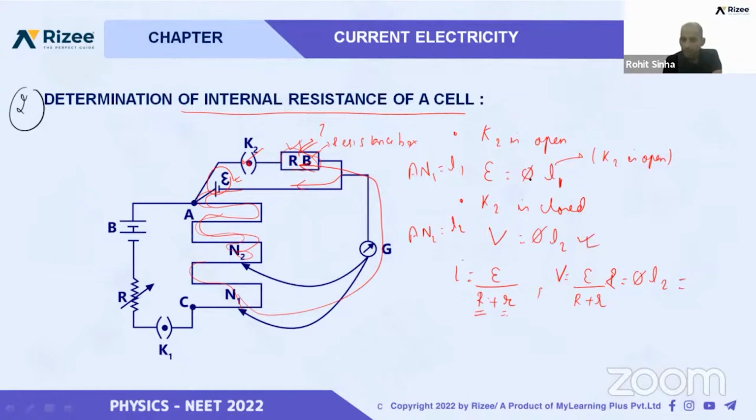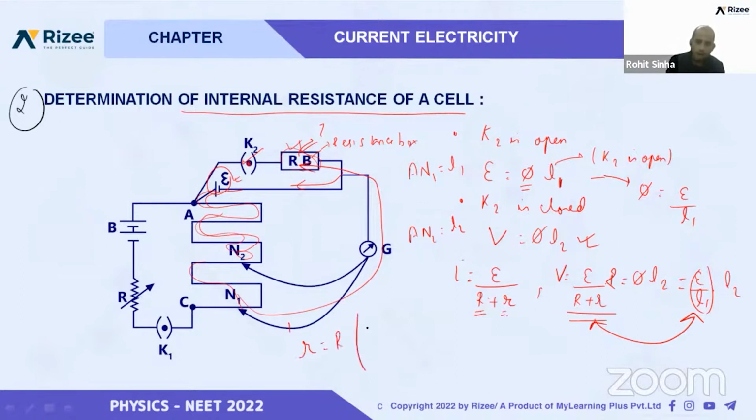What will be the value of phi? From here, phi is E by L1. Now use this equation and this equation and solve both of them. What you will get is r is equal to R into L1 by L2 minus 1. This will be the value of internal resistance.